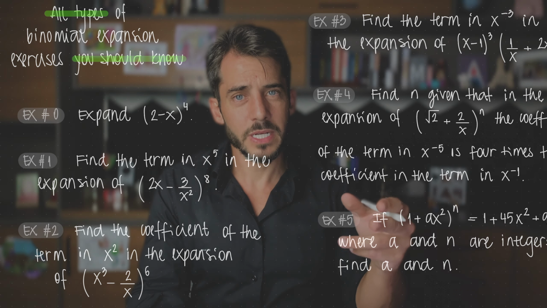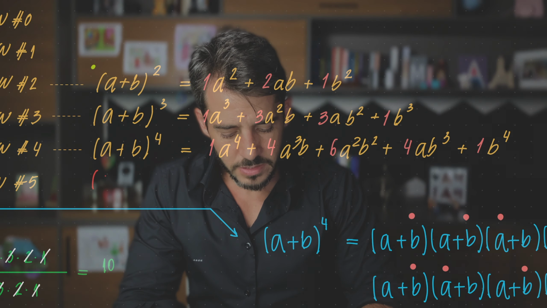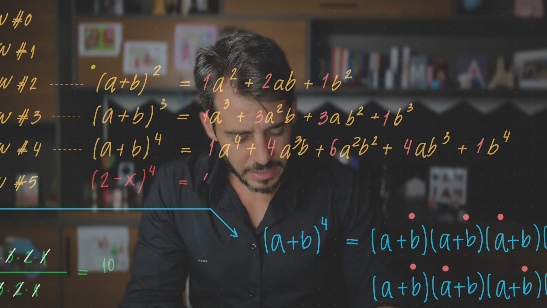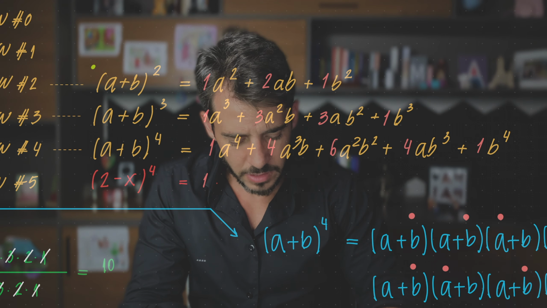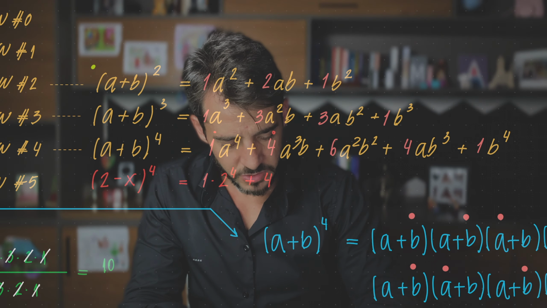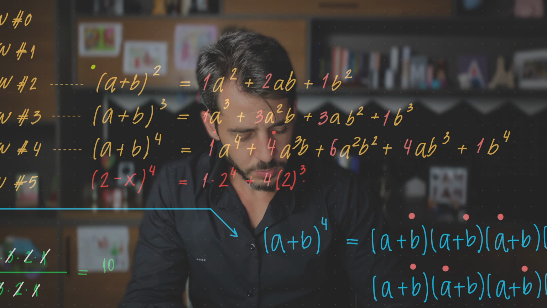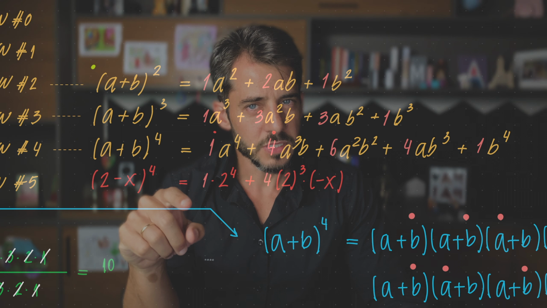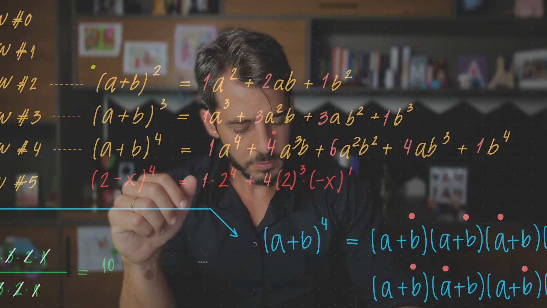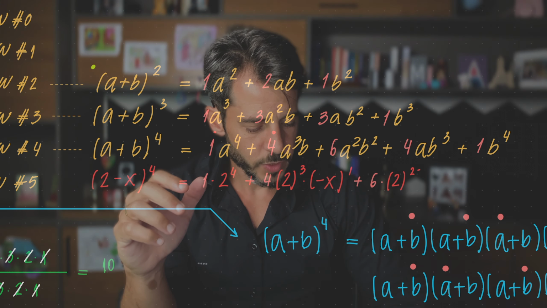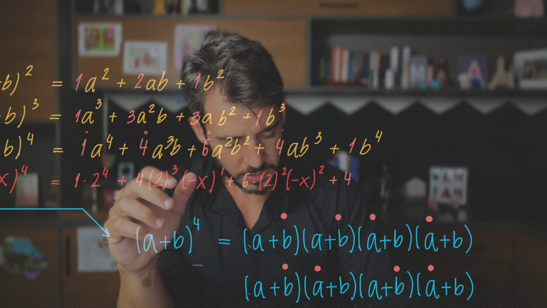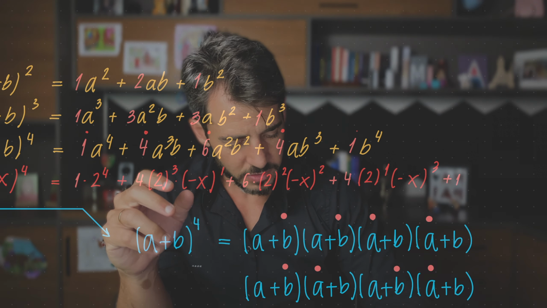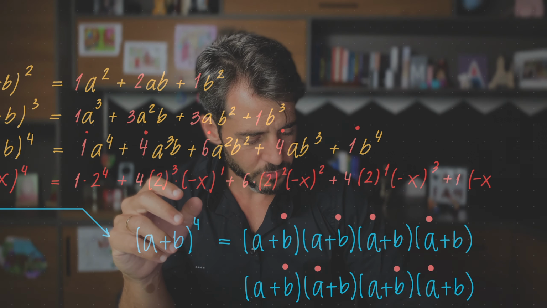So expanding (2 - x) to the 4th power. Instead of a, we have 2. Instead of b, we have negative x, which means that in this expansion, we will have 1 times 2 to the 4th power plus 4 times 2 cubed times negative x. Don't forget to put the negative also in the place of b, to the 1st power, plus 6 times 2 squared times (negative x) squared plus 4 times 2 to the 1st power times (negative x) to the 3rd power plus 1 times (negative x) to the 4th power.